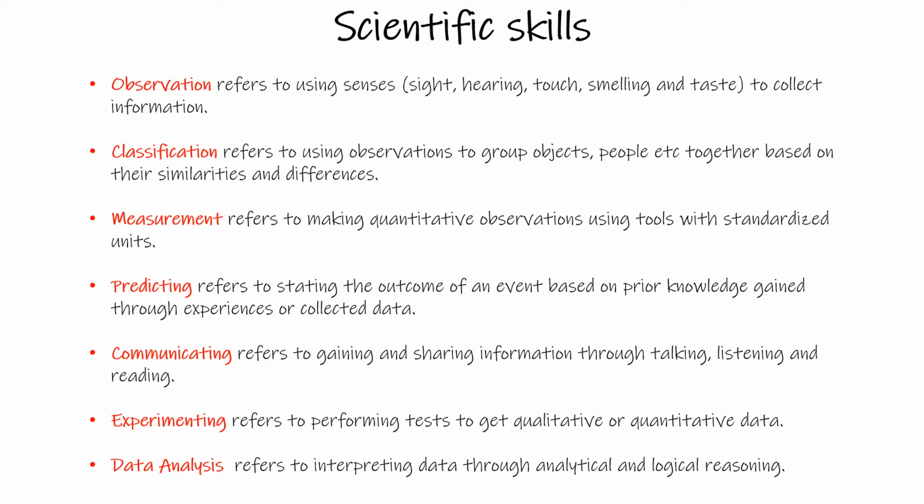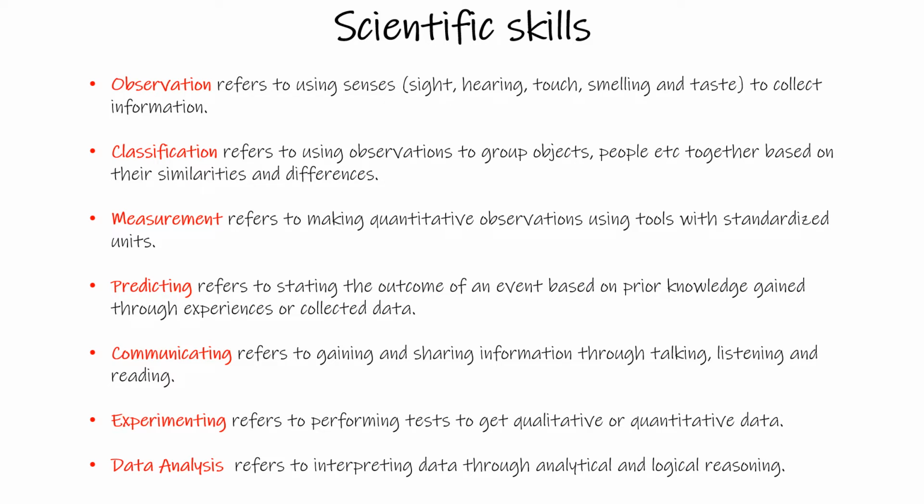Another very important skill that scientists use is experimenting. So experimenting refers to performing tests to get qualitative or quantitative data. An example of qualitative data is color. So if you find out what color a car is, you've collected qualitative data. And an example of quantitative data is height. So if you figure out how tall the car is, then you've collected quantitative data.